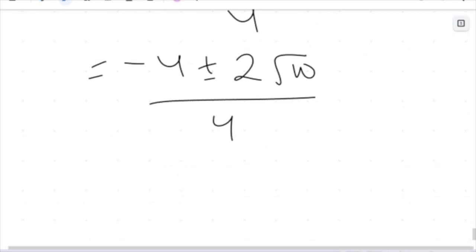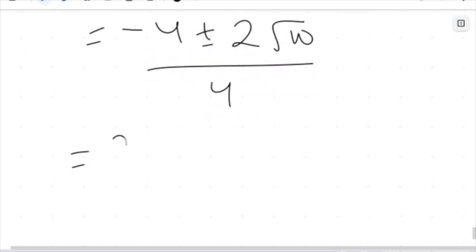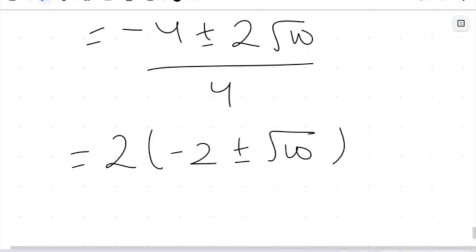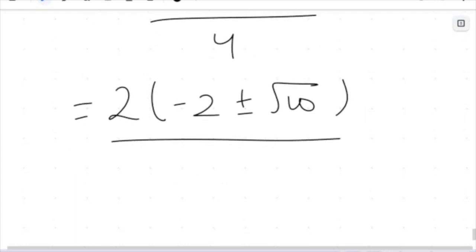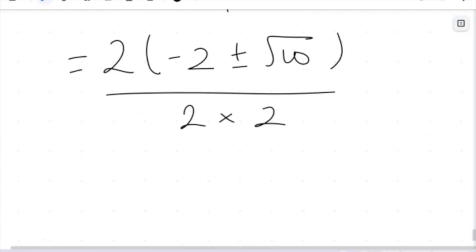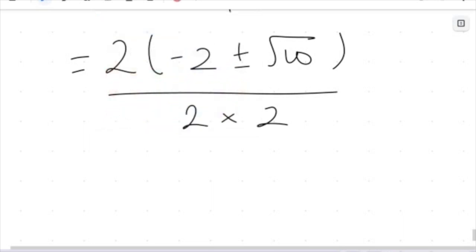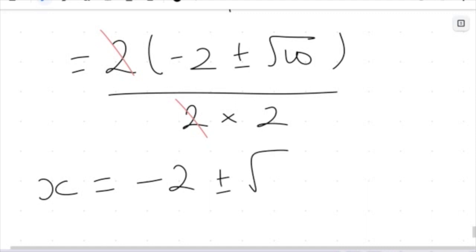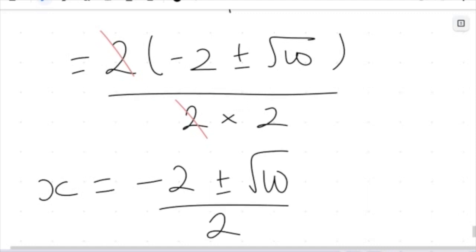And 2 can be pulled out of this entire expression, as well as this, it's a factor down the bottom as well. So this gives me 2 outside of negative 2 plus or minus root 10, over 2 times 2, or 4. And this 2 is going to cancel with one of the 2's down the bottom. So my solutions to the quadratic equation here are going to be that x equals minus 2 plus or minus root 10 over 2.